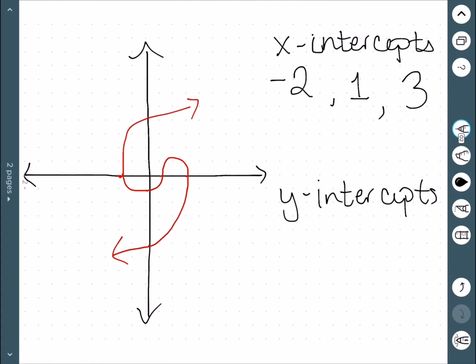My y-intercepts, the top one is at 1, 2, 3, 4. The next one down is at -1. And then the very last one we have -1, 2, 3, 4, and -5. So these are the intercepts of these graphs.